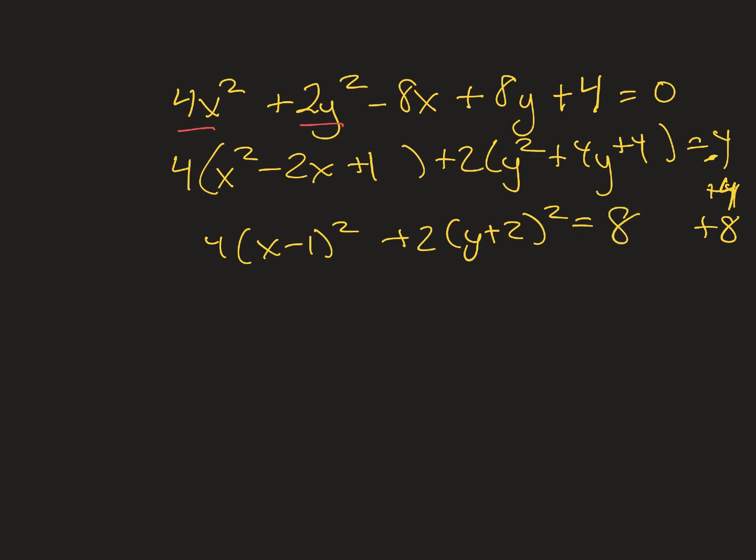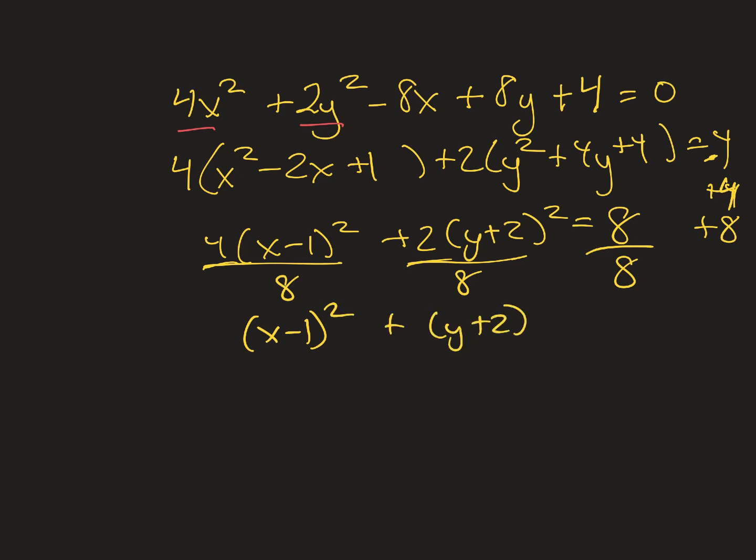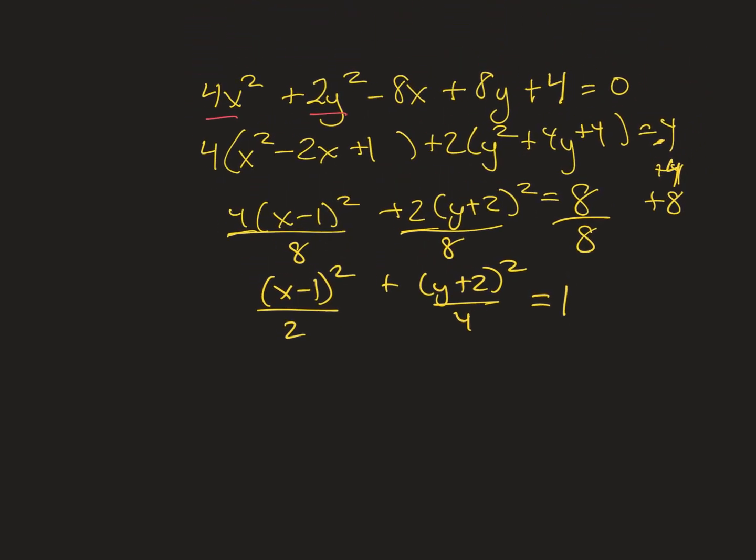And remember, I want to get that 1 on the right. I definitely don't have a circle. These coefficients are different. So I want to get a 1 on the right side, so divide everything by 8. And I get (x minus 1) squared over 2 plus (y plus 2) squared over 4 equals 1. All right, definitely an ellipse then.